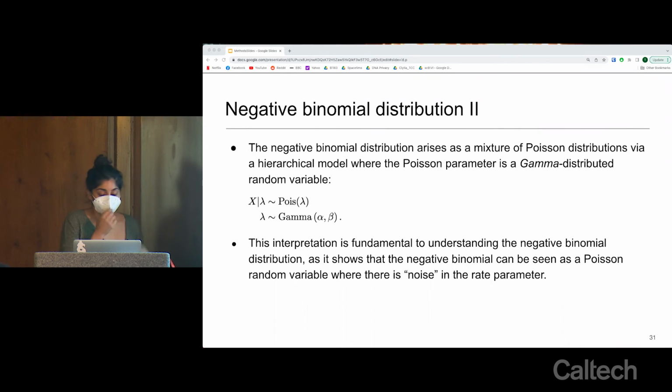And the reason that this has been useful and very popular in single cell is that the rate parameter is now a sort of random variable. It has noise in the rate parameter, and this gives us greater flexibility. In fact, it's a two-parameter model, which also gives greater flexibility compared to the one-parameter model.